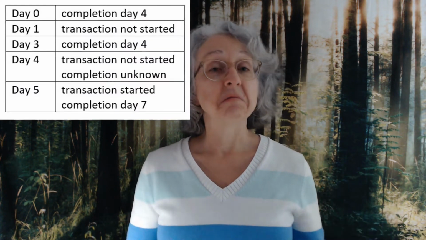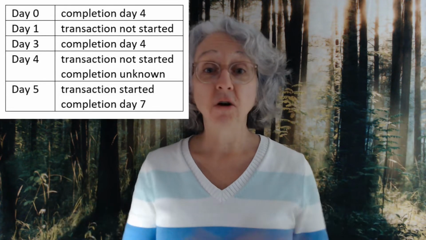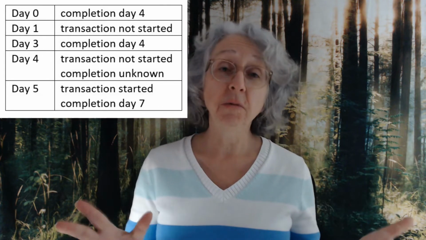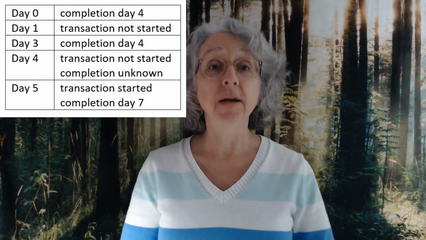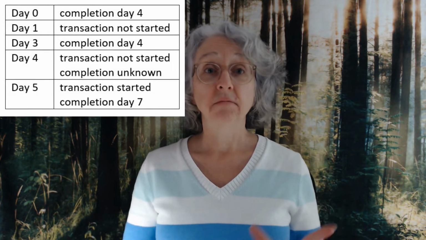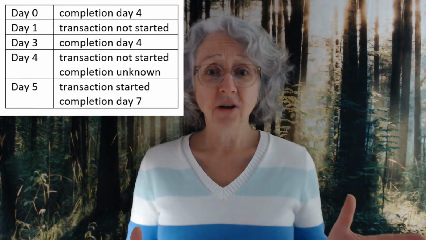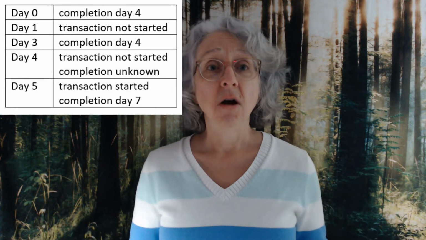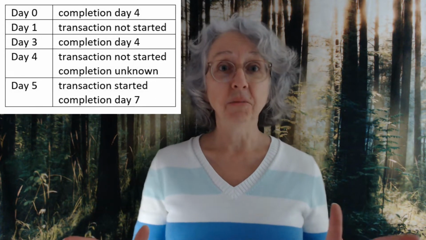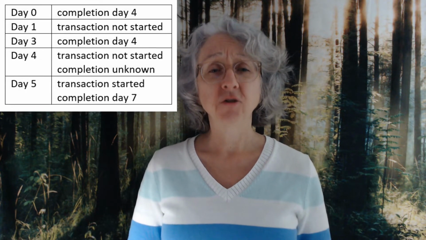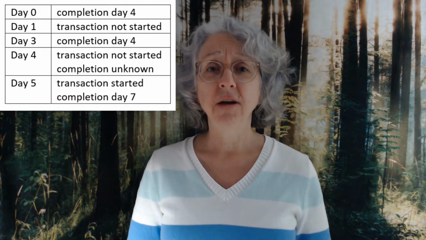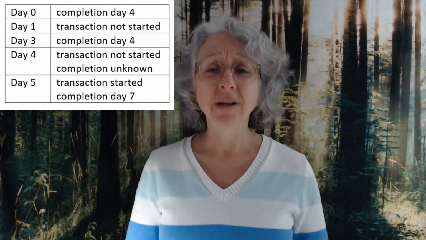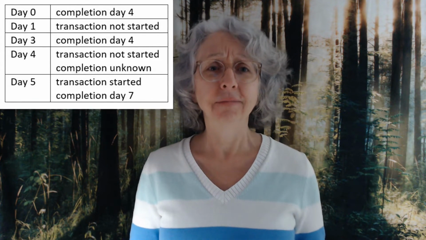Day 0: expected completion is on day 4. Okay, day 2 would have been better, but day 4 is fine. We can live with that. On day 1, notification: transaction hasn't started yet. Okay, that's fine. On day 3, transaction is going to complete tomorrow, which is day 4. Perfect, just exactly as we thought. And then on day 4, the transaction hasn't started yet, and we don't know when the completion date is. We'll update you when we know about that.